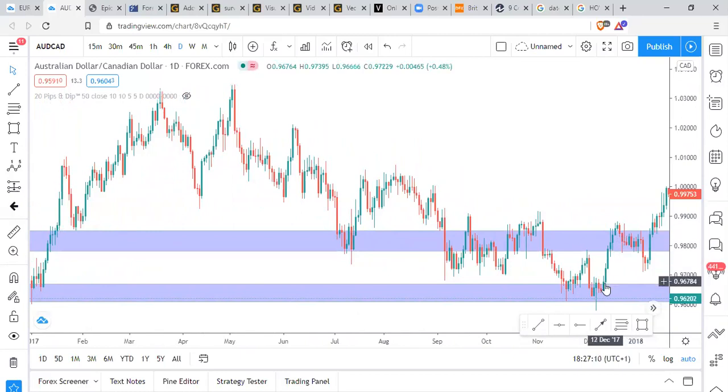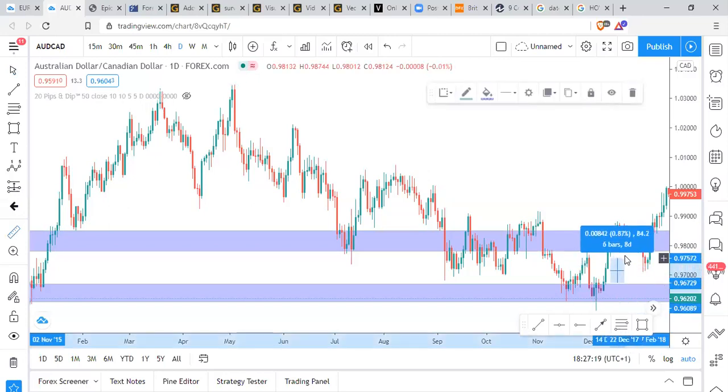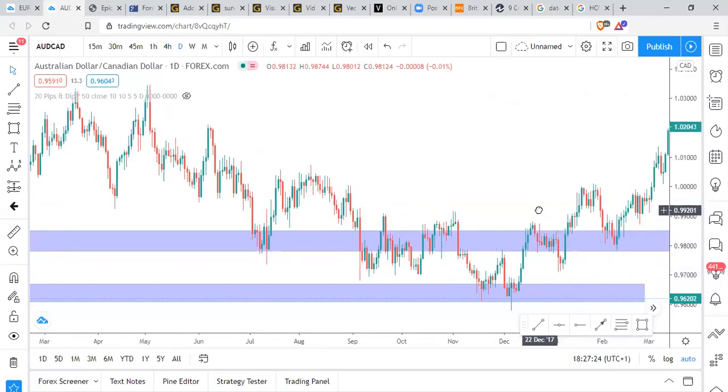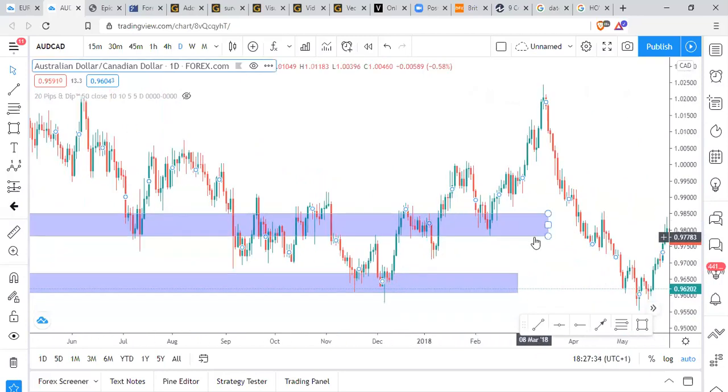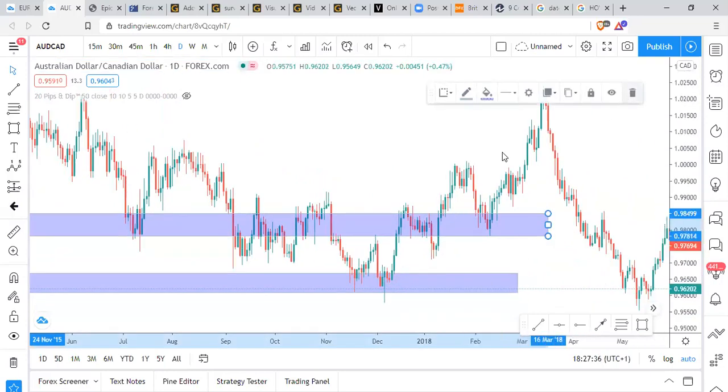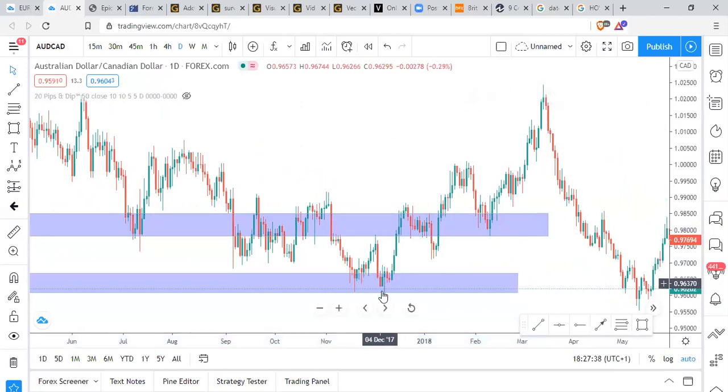Then I'll put my TP at my next S and R zone. And what happened when price bought from here? It started buying until it got to this zone. How many pips? That is 108 pips. Using a standard lot, that is $1,080. Using a mini lot, that is $108. Using 0.01, that is $10.